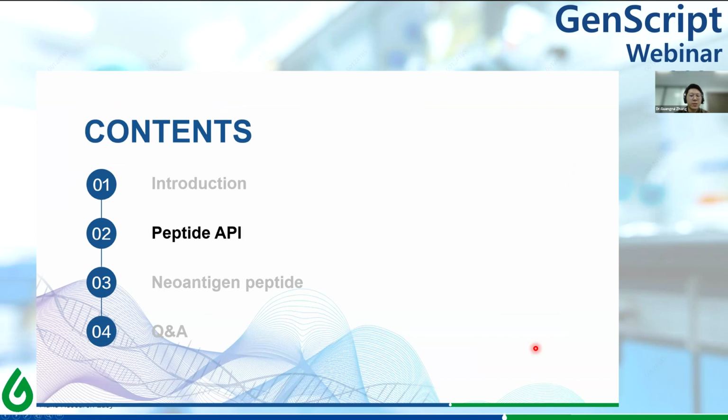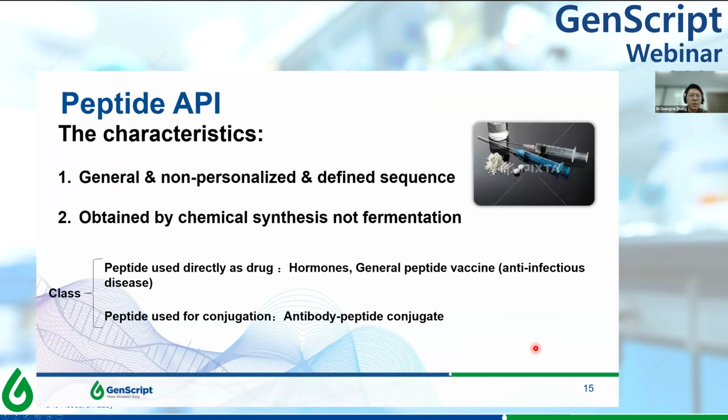So let's start with the peptide API. For the peptide API, there are two characteristics. One is a general, non-personalized, defined sequence. And the other is that it is obtained by chemical synthesis, not fermentation. And there are two classes of peptide API. One is the peptide used directly as a drug, like hormones or general peptide vaccines. And the other is the peptide used for conjugation, like antibody peptide conjugates.